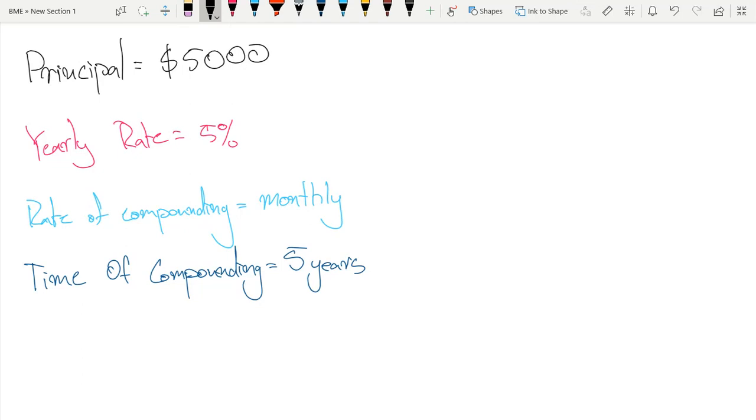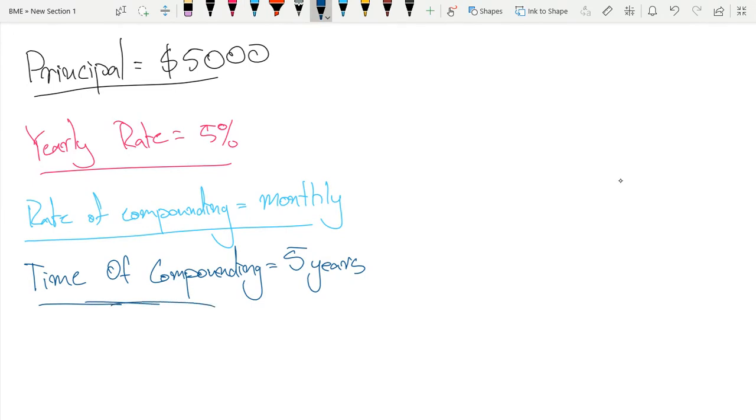Hello guys, what's up? Today we are going to delve a little bit deeper into compound interest and figure out the compound interest formula. So let's say we have these facts. We have a principal amount of $5,000. We have a yearly rate of 5%, which compounds every month, and this compounds for 5 years. So let's say, how much money would we have after 5 years?